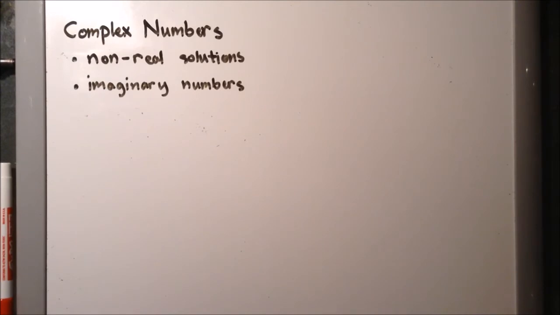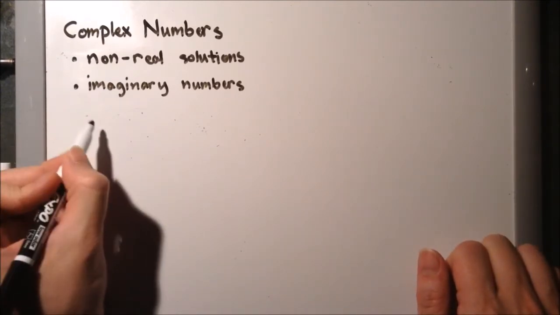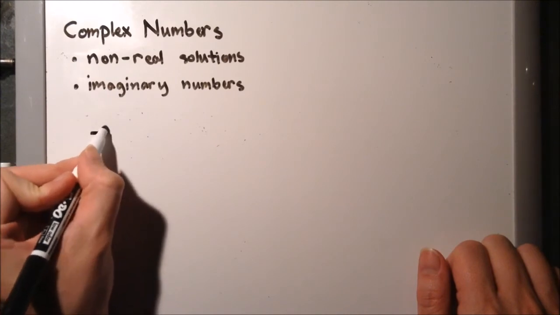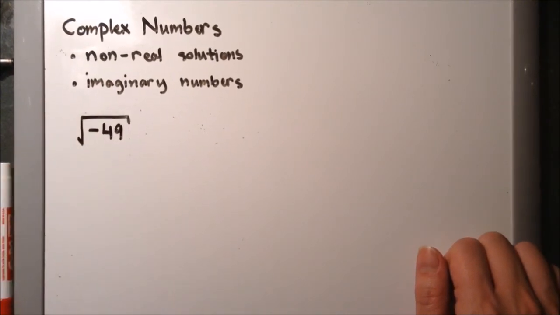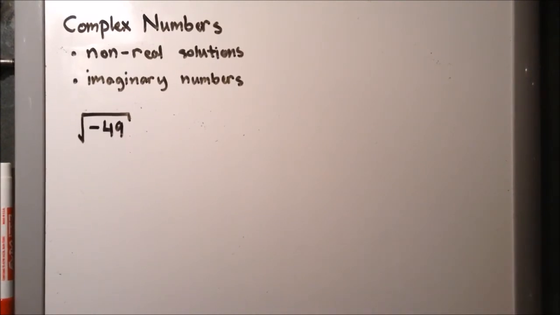So, say we have the square root of negative 49. Again, we can't just do the square root of a negative number, because if you're doing square root, your first job is to look for a real solution. But in this case, we cannot. So therefore, we're going to be working with non-real solutions or imaginary numbers.